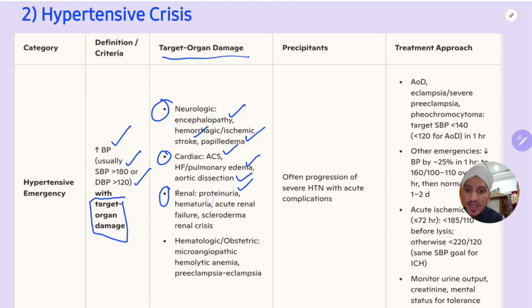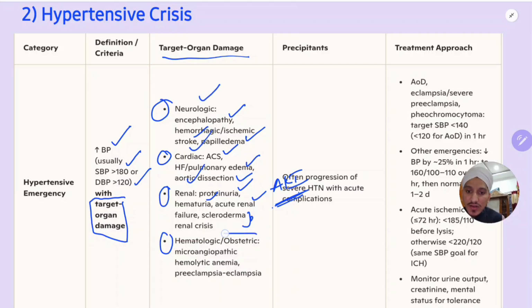Renal, you can have proteinuria, hematuria, acute renal failure. See, creatinine can be raised in this patient. That's why you should measure creatinine also, or it can be due to scleroderma renal crisis, the connective tissue disorder. So renal failure is very common in a scleroderma patient. Then the other things, one is neurologic, cardiac and renal.